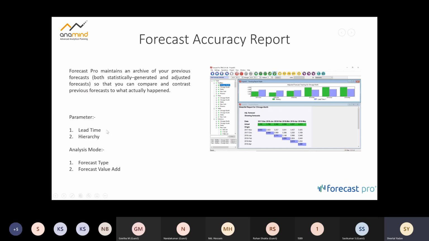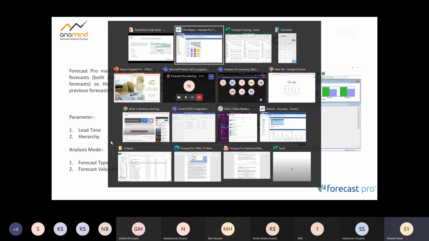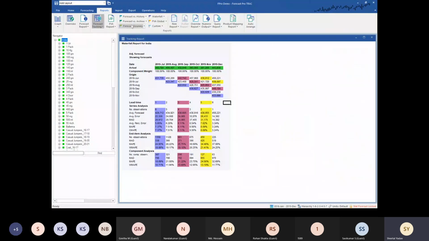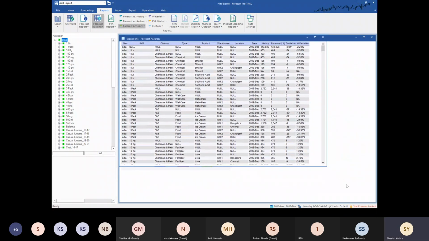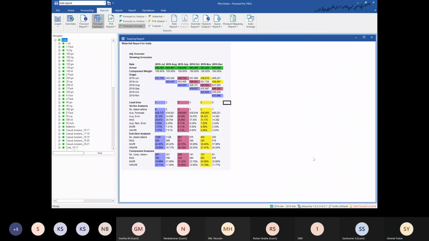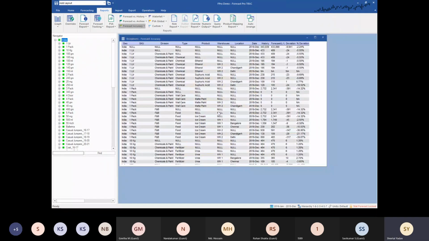Lead time is something that we have already covered. Now we have an understanding of what the lead times mean with respect to each month. And then when we look at hierarchy, that's what is more critical over here. So I'm just going to look at my forecast accuracy report that I have.